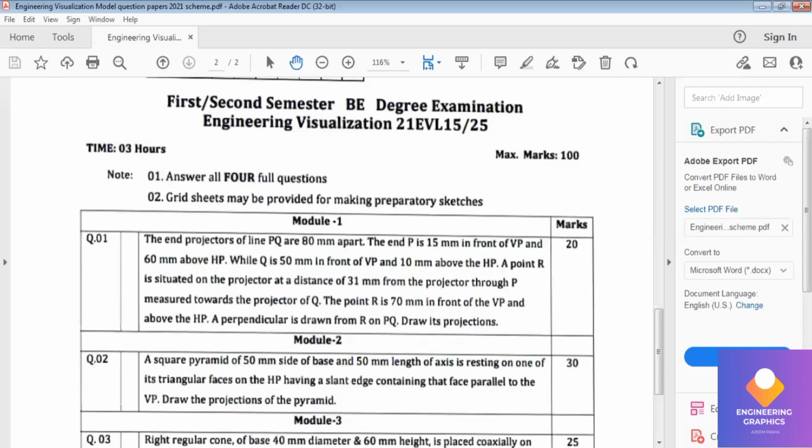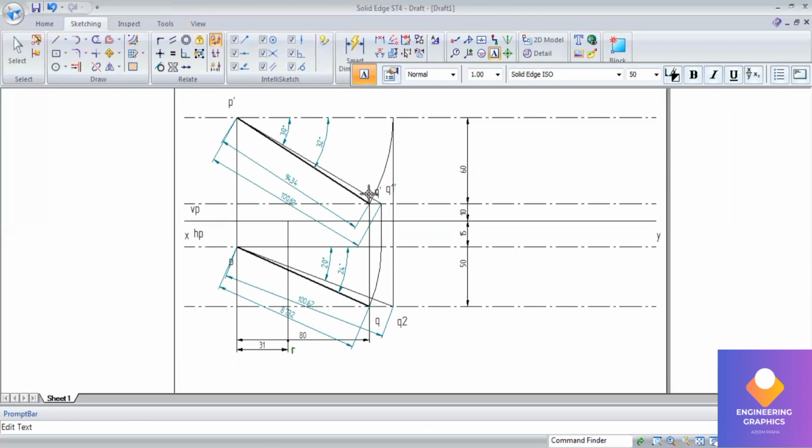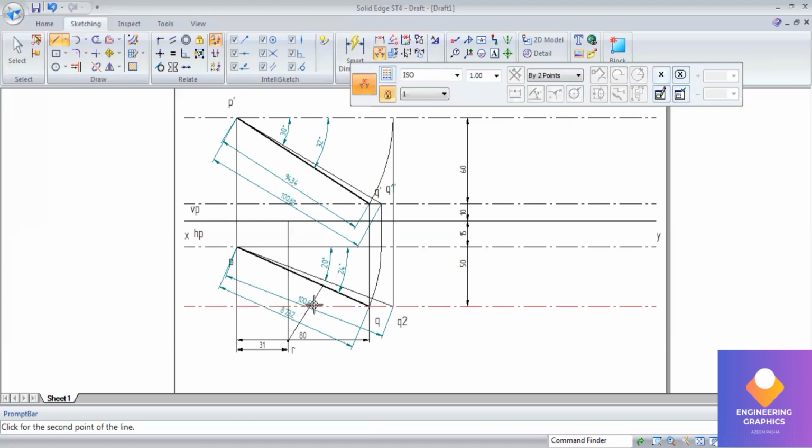You can see now we have to draw a perpendicular line from R on the PQ line. So we have to draw that. We'll be drawing the same thing. So what is given in the question? Actually this question is not there in the solution book. So it is somewhat like a combination of your line and point problem. Okay. As per the question, I am doing it at 90 degrees.